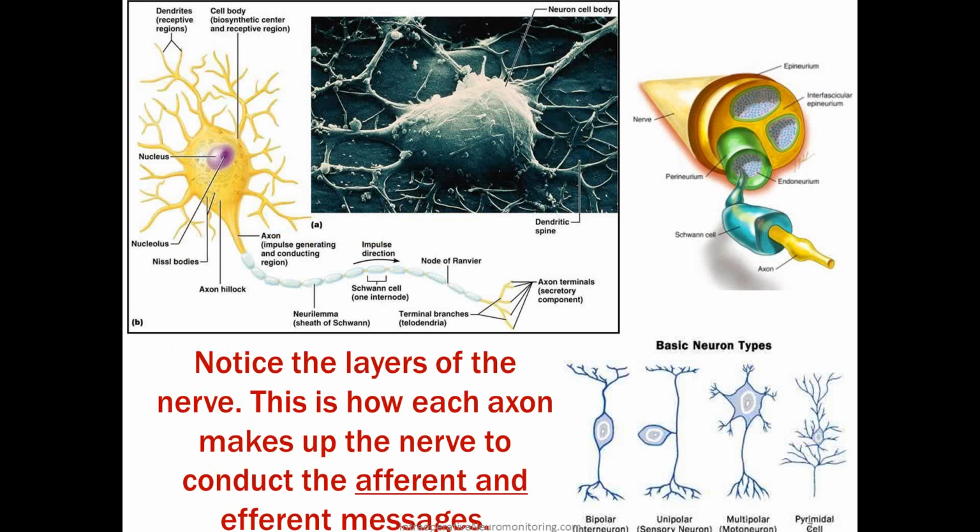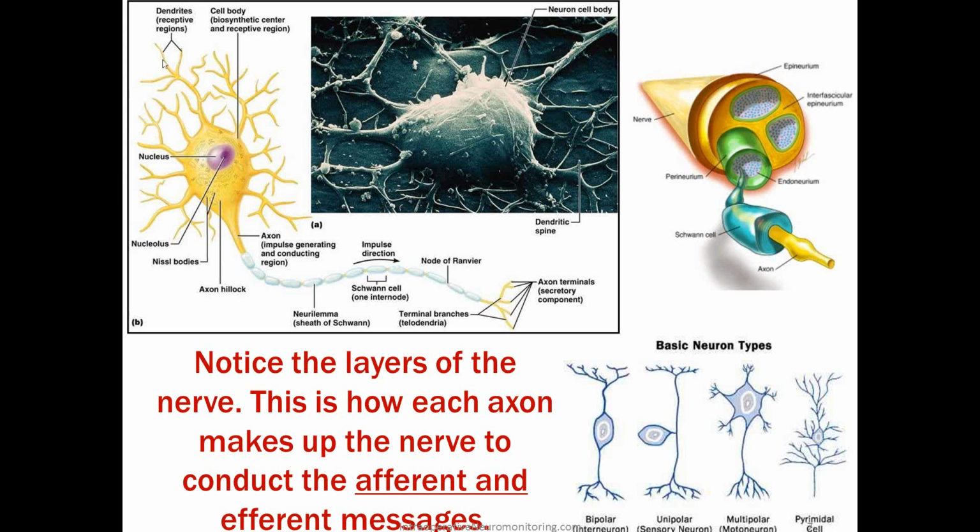So again, here's another picture. Notice the layers of the nerve. This is how each axon makes up the nerve to conduct the afferent and efferent messages. Afferent means information going towards the central nervous system. Efferent is going away from it.